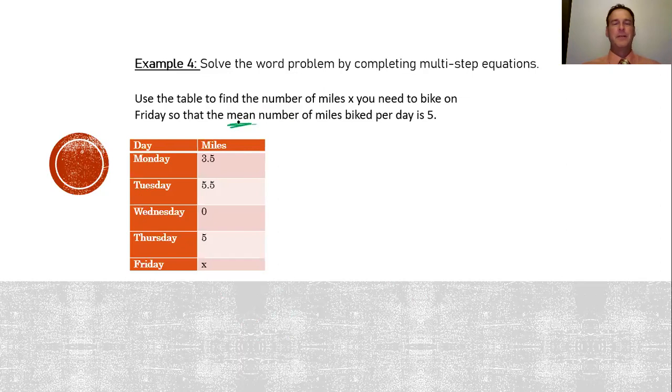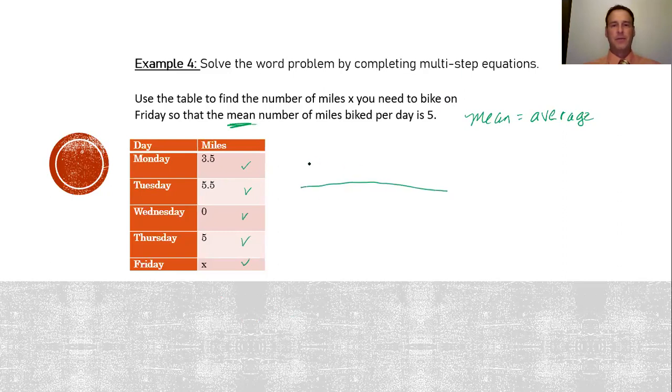But it says mean. Do you remember what the mean is? The mean is the average. Do you remember how to mathematically take an average? All right, so to take the average, what we're going to do is add the first, the second, the third, the fourth, the fifth together.